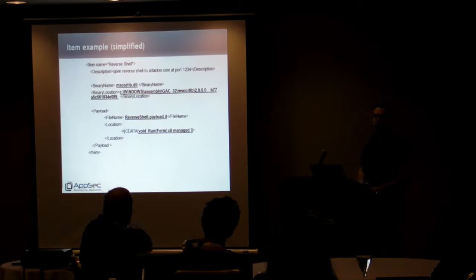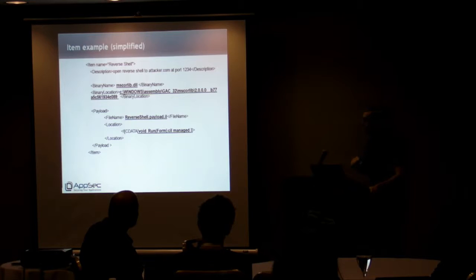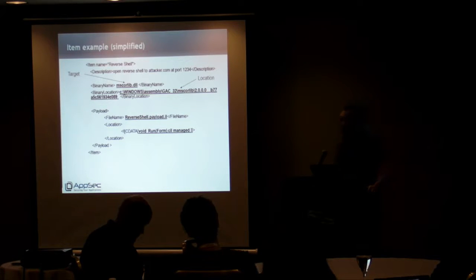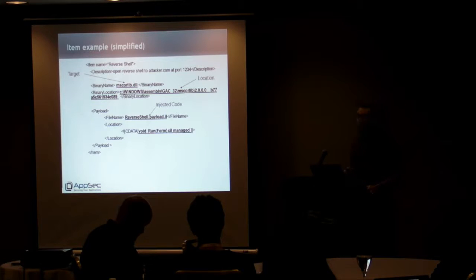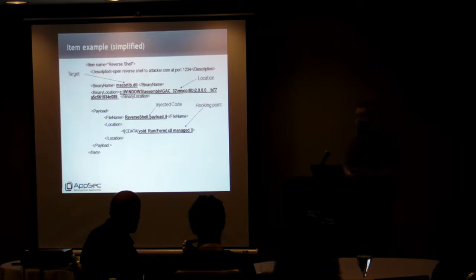And this is what an item looks like. Although it is a simplified item, it says, I want to inject a reverse shell into a method called run. And it actually contains all of the information needed. So we have here the name of the target binary, for example, mscorlib. We have here the location of the binary. This is where it is located in the GAC. We have here the payload attributes that define what the injected code is, and of course, where the hooking point is, where we want to inject the code. We don't want to inject it anywhere, we want to inject it in a specific location.